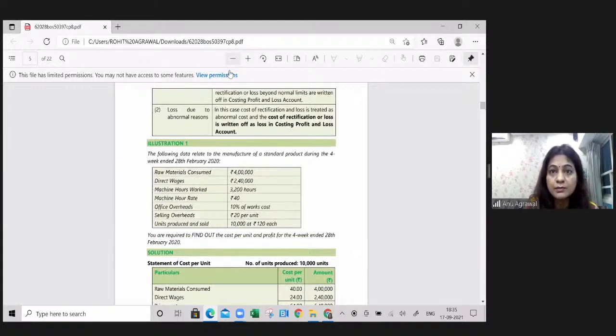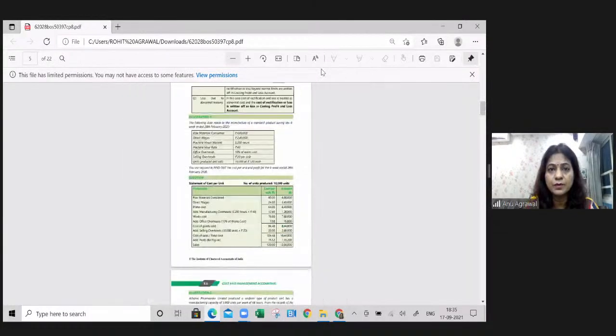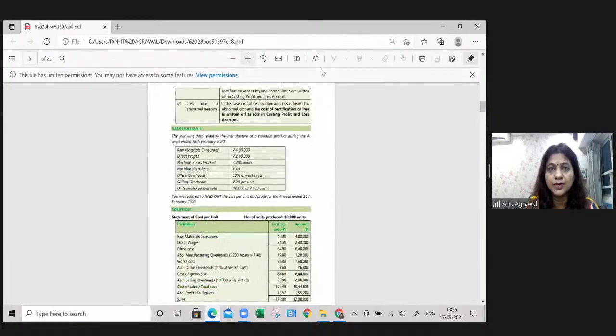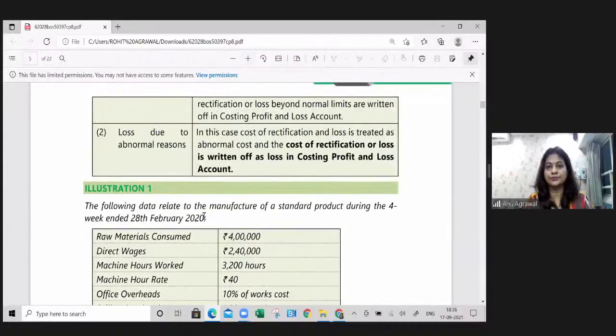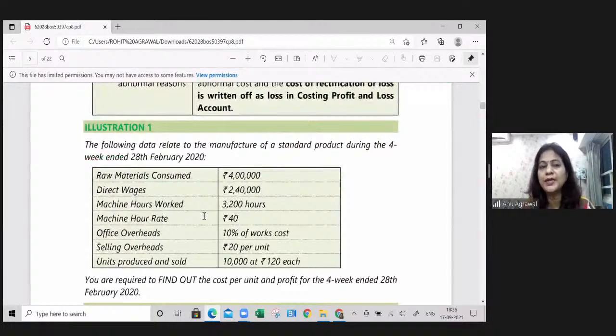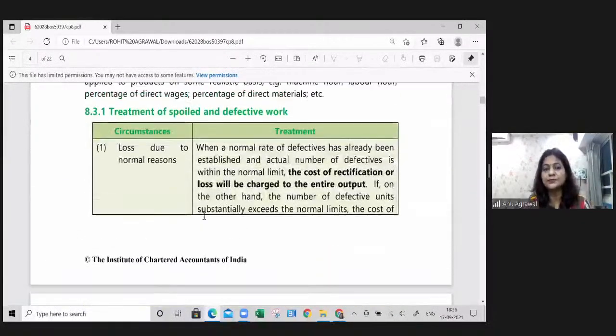Okay, so let me read it here. When a normal rate of defectives has already been established, and an actual number of defectives is within the normal limit, the cost of rectification and loss will be charged to the entire output.